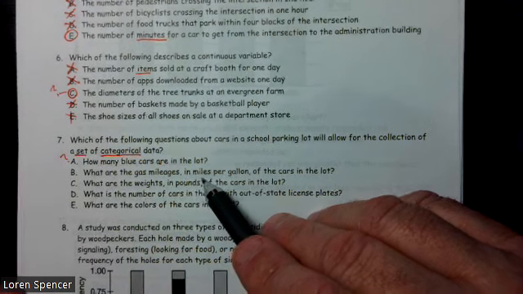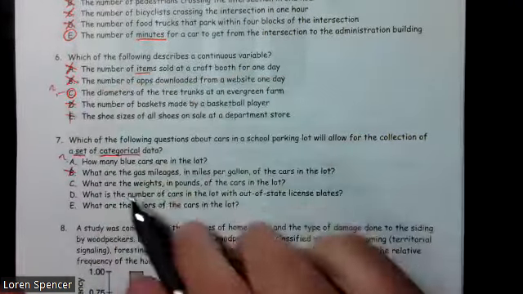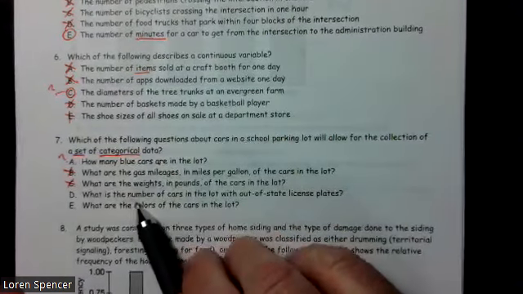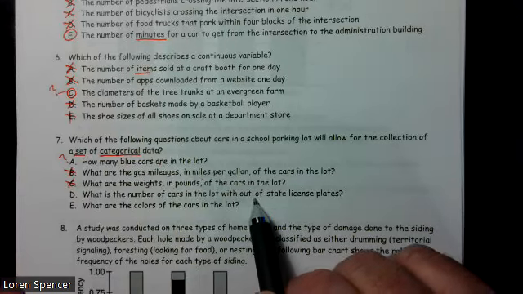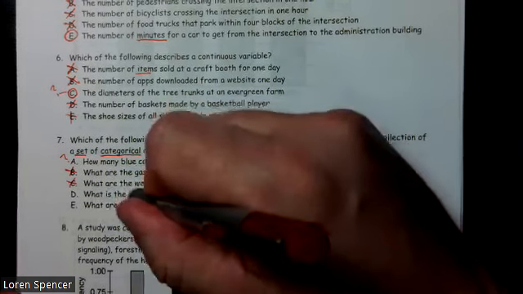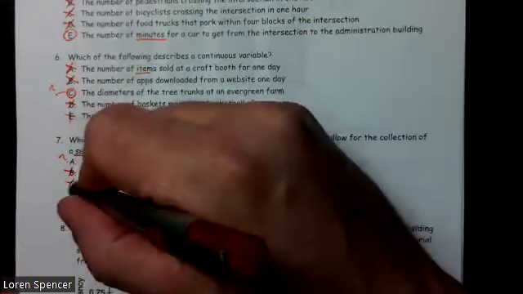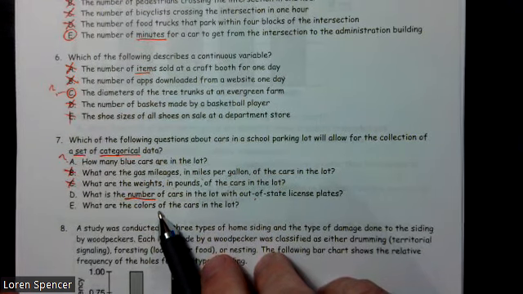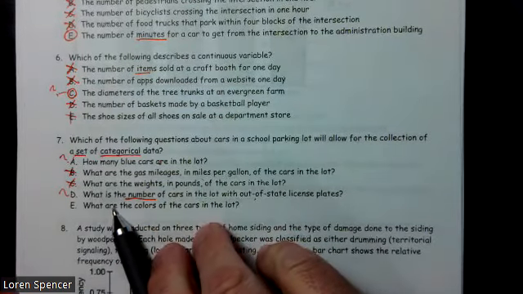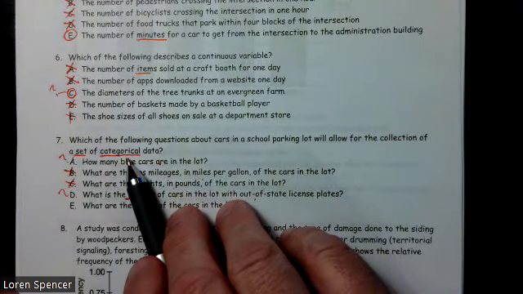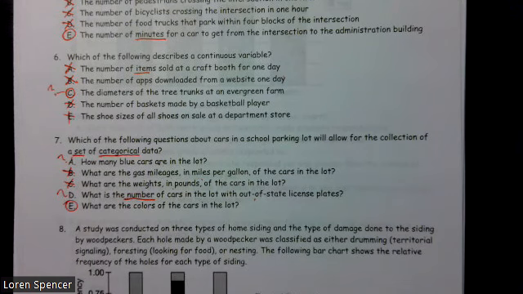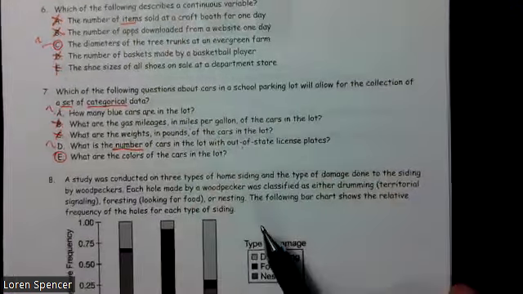What are the gas mileages? Well, gas mileage is going to be quantitative, so that's not right because it's numerical. What are the weights? Weights is quantitative, so that's not categorical, it's numerical. What are the number of cars in a lot with out of state license plates? Maybe I kind of like that, but we're talking about numbers, so that still tends to be quantitative. All right. And then what are the colors of the cars? Oh, here we're definitely, so these A and D are possible answers, but the best answer is E because we're keeping up with a set of categorical data. These are definitely categorized based on their colors. So while A and D are possible, the best answer here would be E.